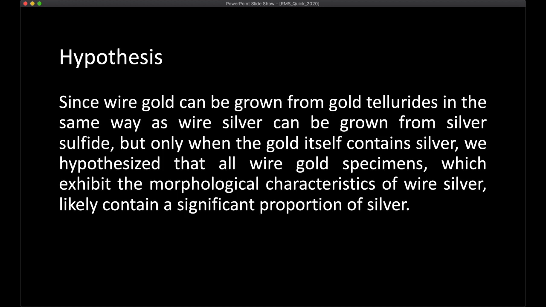Given that the wire habit seems restricted to the coinage metals, that by far the most common among these are wire silvers, and that gold wires have only been grown when gold-silver alloys are used, we hypothesized that something about the presence of silver is critical to the development of the wire habit. And therefore we predicted that all true wire gold specimens, those which clearly exhibit the characteristic striations, will be found to contain a significant proportion of silver.